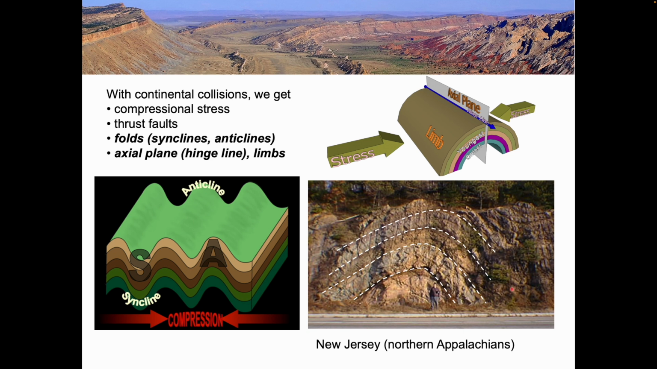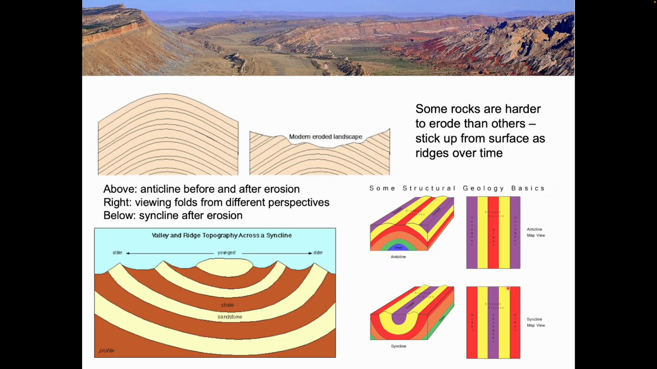This outcrop scale fold in New Jersey in the northern Appalachian Mountains shows a moderate scale fold. This is what it looks like when you cut one of these folds in half. As you remember from part 1 of this lecture, some rocks are harder to erode than others, like a sandstone being harder to erode than a siltstone. So these harder rocks tend to protrude from the surface as ridges over time as erosion removes the overlying stratigraphy.